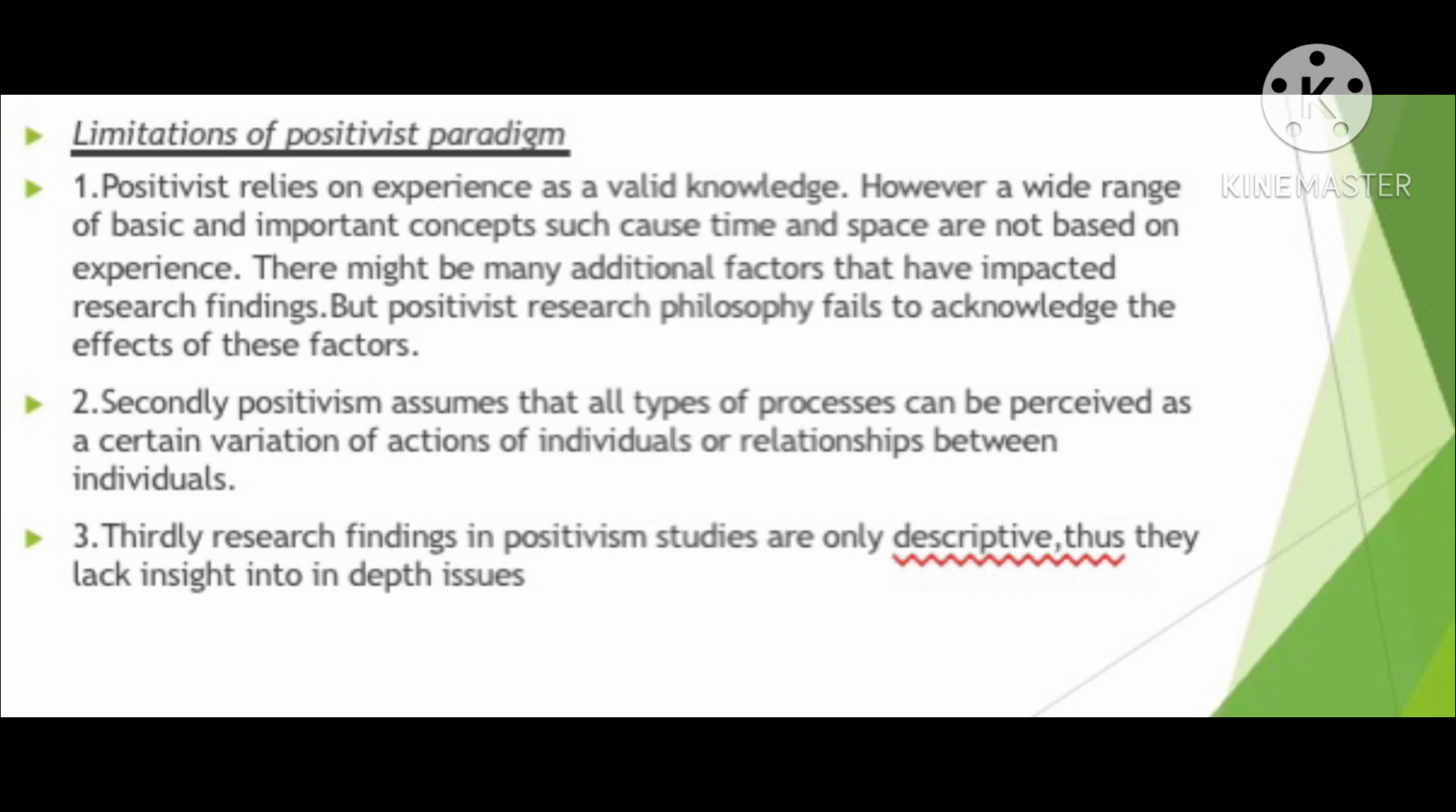There they are looking into only one thing as valid knowledge, that is experience or direct observation. Then, secondly, positivism assumes that all types of processes can be perceived as a certain variation of actions of individuals or relationships between individuals. They think that in all processes there are relationships between the variables, and maybe one variable affects the other variable in a particular way.